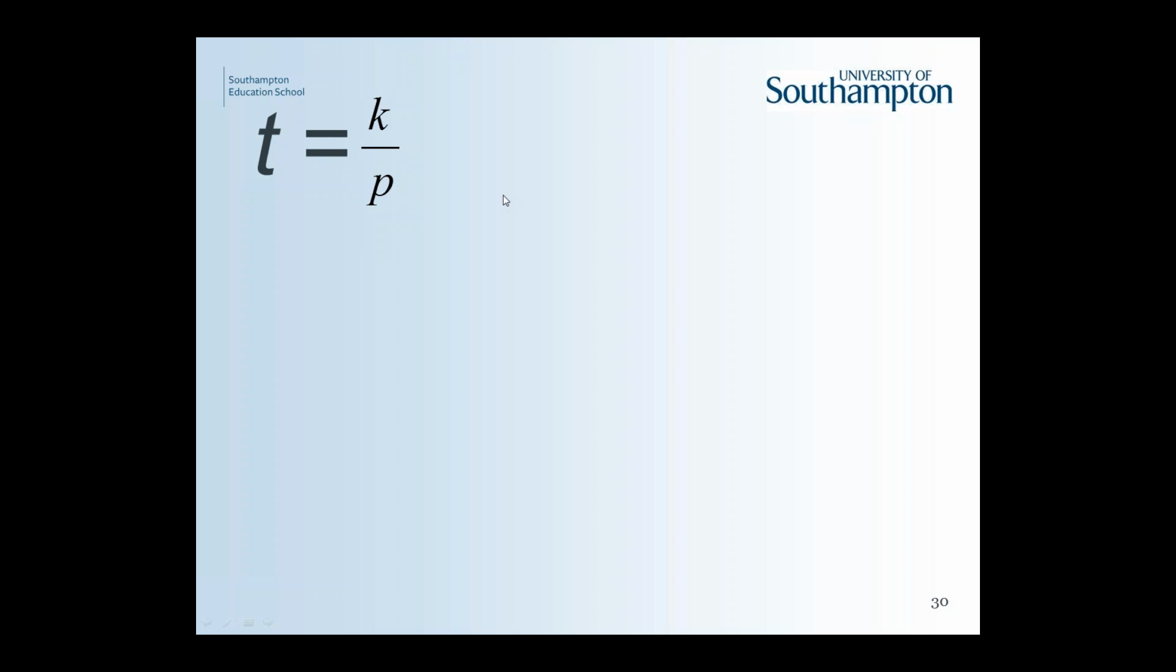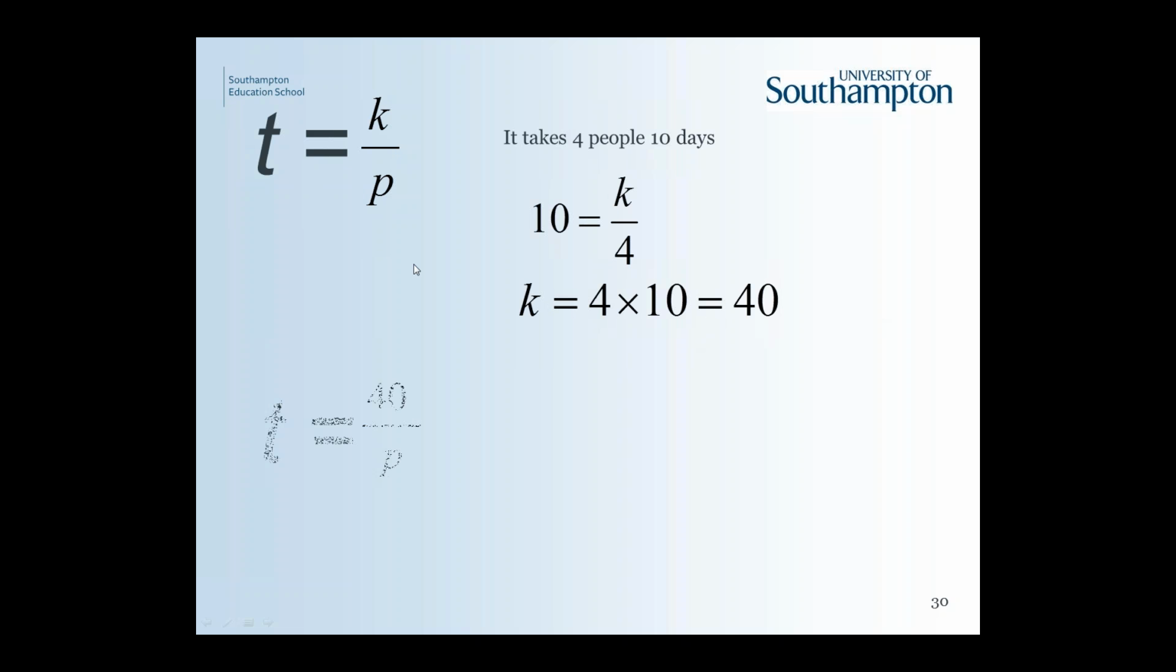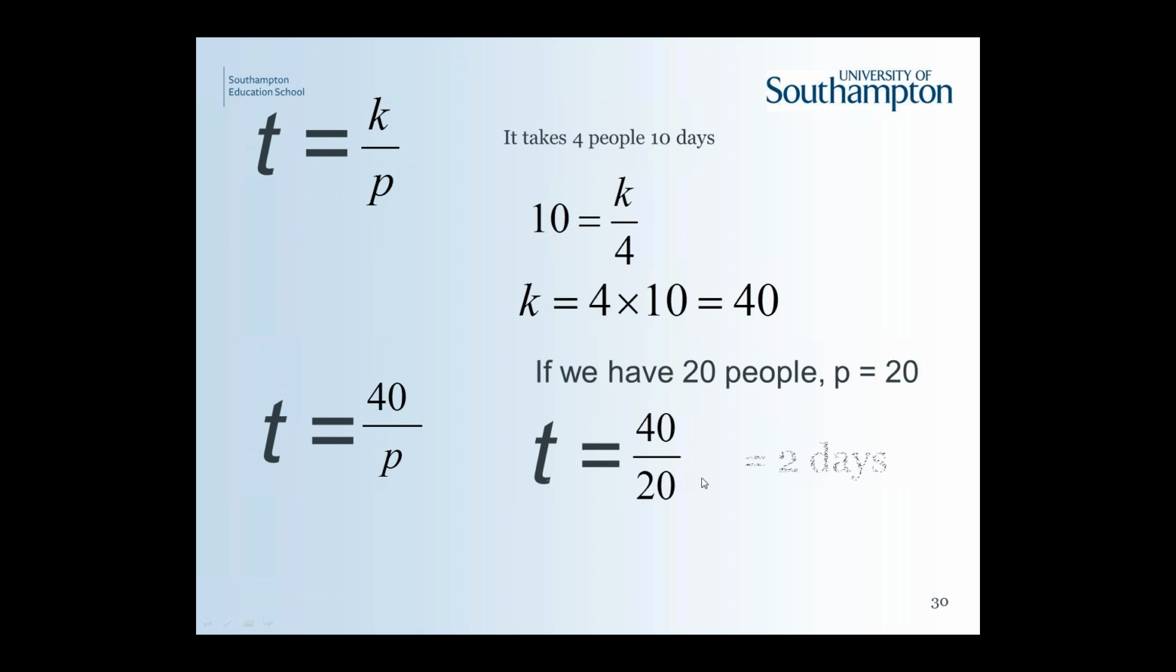So we had that it took 4 people 10 days. So the time is 10, the people is 4. To work out k, we just multiply it by 4, so k is 40. So our equation is simply t is 40 over p, and we can use that to work out how long it will take with 20 people. With 20 people, 40 over 20 is 2, and it's just going to take us 2 days.